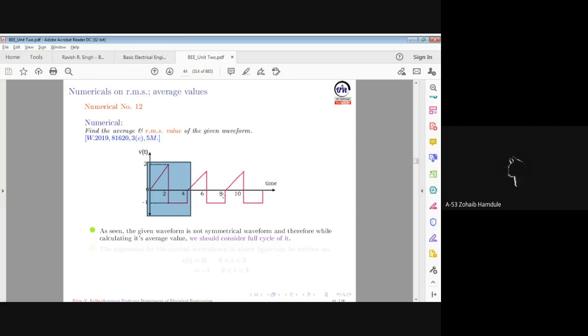Sir, what is V average? V average will be equal to 1 over T integration from 0 to 4 of T dt plus integration from 2 to 4 of minus dt. So if you solve it, it will be 1 by 4 integration of... what value are you getting? Please let me know so that I can check it instead of repeating each and every step.